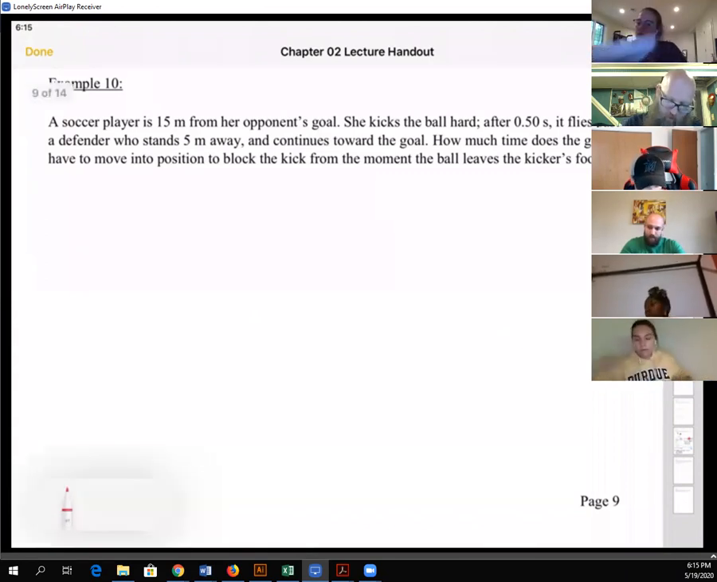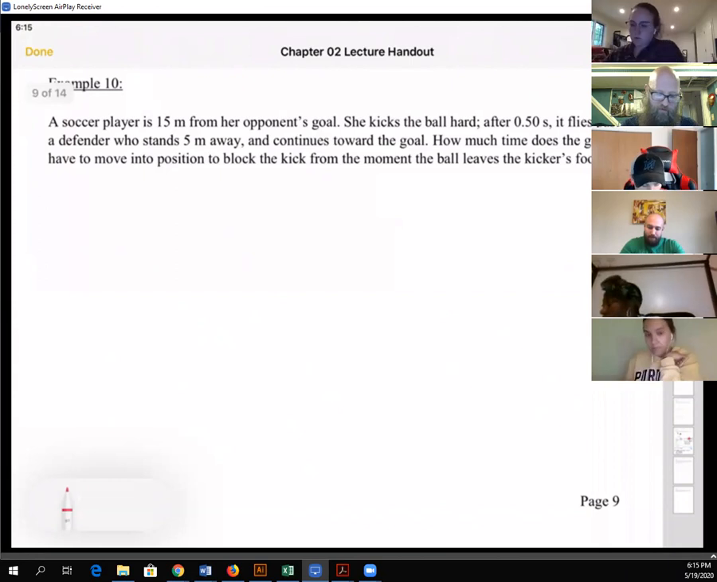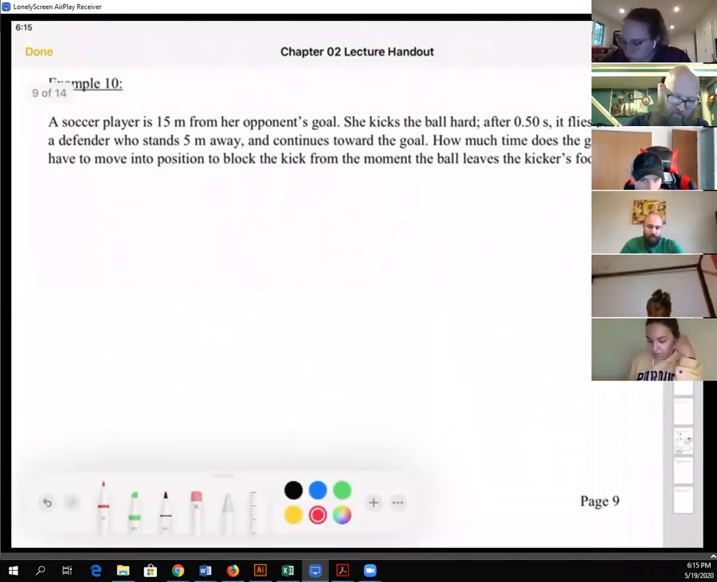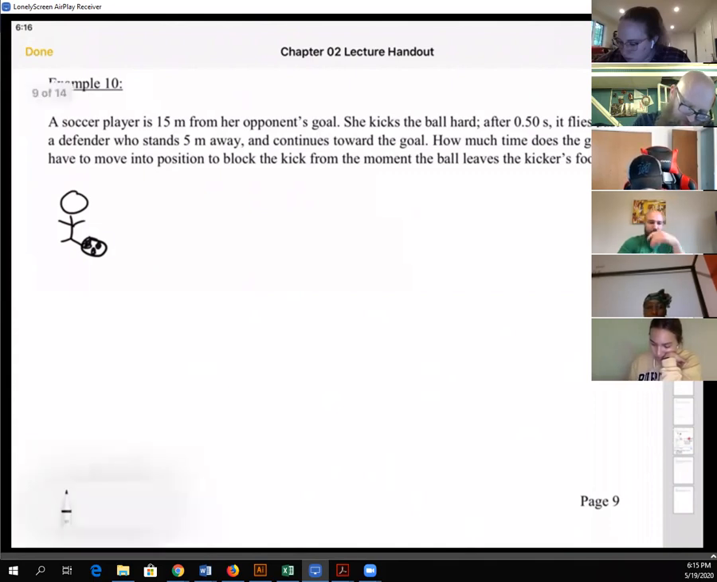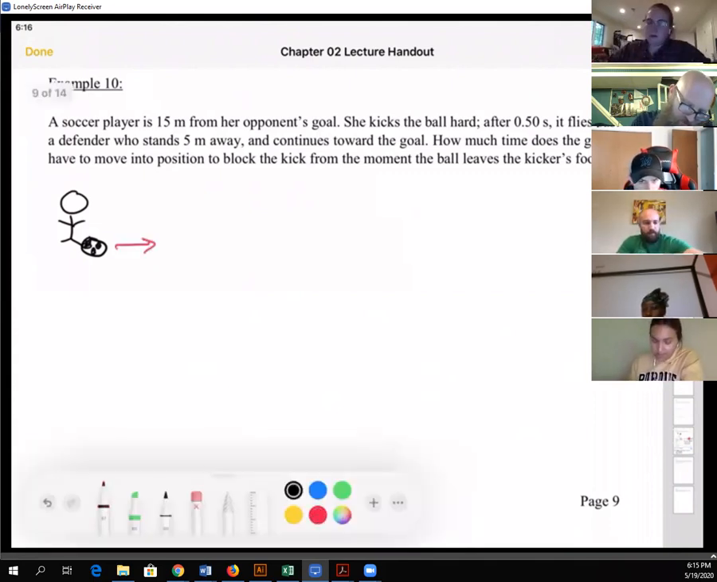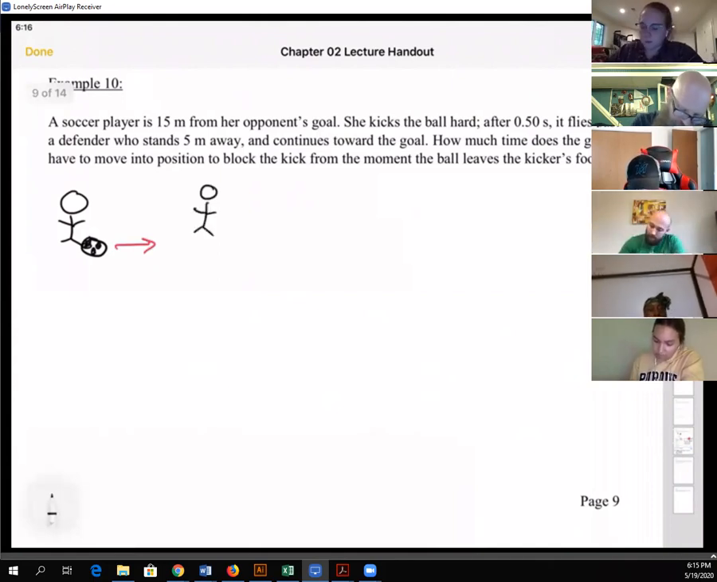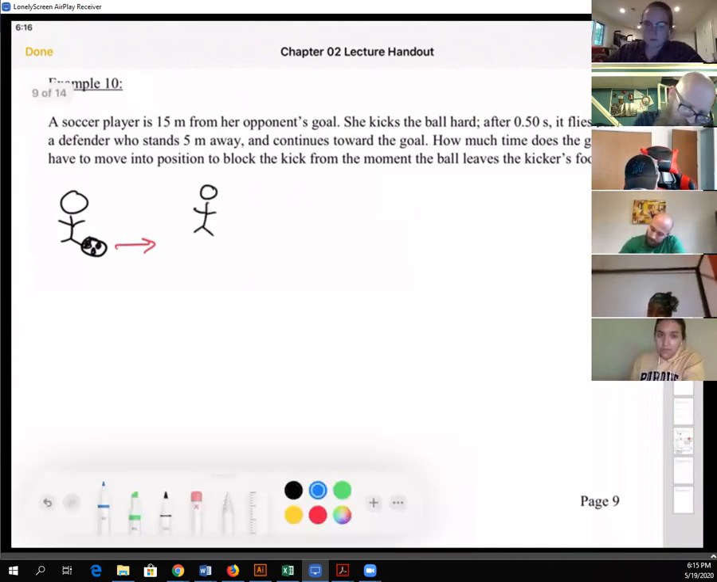So I'm going to suggest we start by drawing a picture. What is the picture I'm going to draw? Well, you have to start with a soccer player. How do you know that's a soccer player? Because there's a soccer ball right there, obviously. I'm not an artist, you guys, but it doesn't matter. The picture just has to help you visualize what's going on. So she kicks this ball. There's a defender right here with a fairly long neck, 5 meters away.